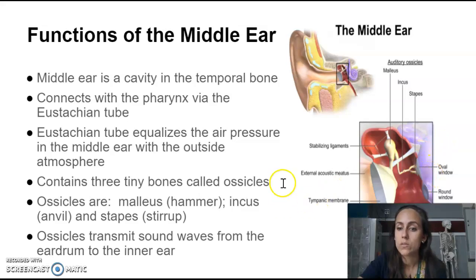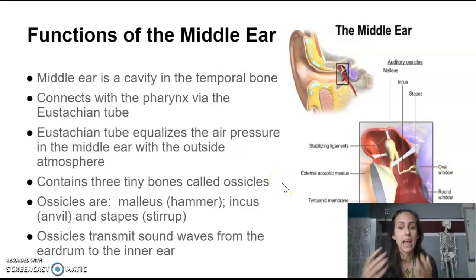So what happens when those sound waves hit the eardrum, hit that tympanic membrane? That tympanic membrane creates vibrations. Those vibrations get passed along these bones in through this hollowed out cavity. Those vibrations pass along these 3 little itty bitty bones and transfer to the cochlea, okay? Very cool. So middle ear is essentially just a cavity within that temporal bone.